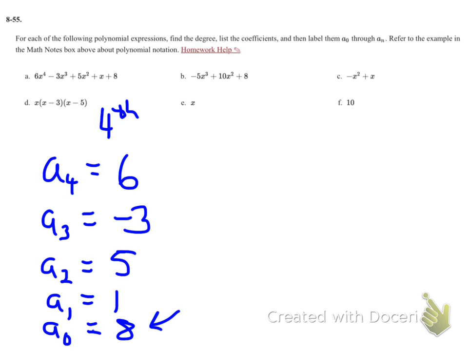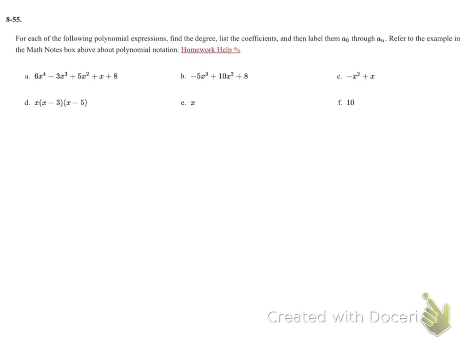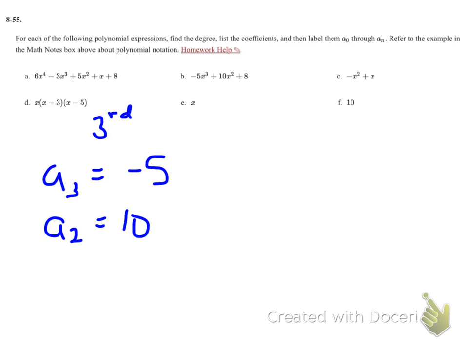All right, taking a look at problem B. It is a third degree polynomial. So my a sub 3 is going to be a negative 5. That is my leading coefficient, meaning it now also has negative orientation. My a sub 2 is going to be 10.